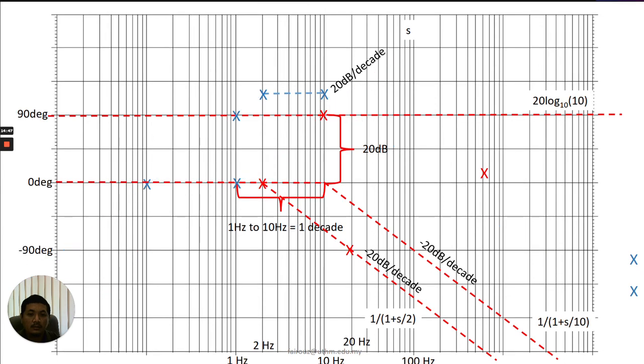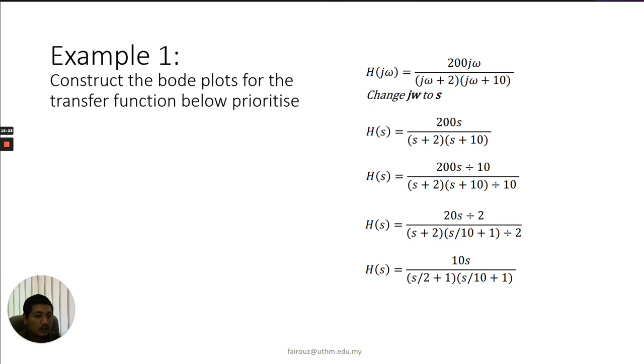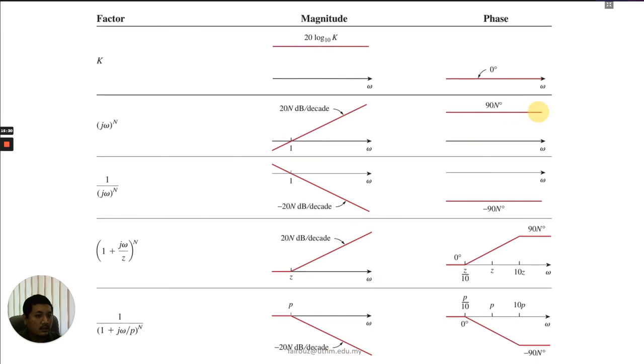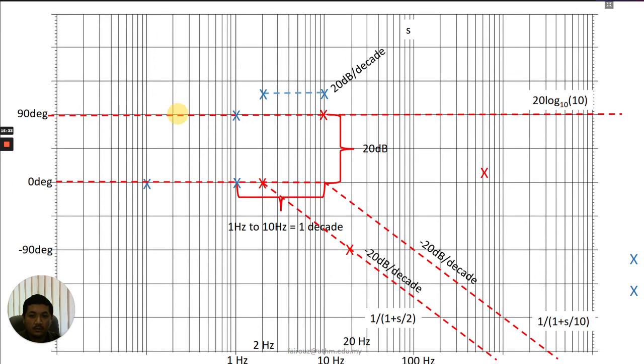Alright, so next is the phase plot. For the phase plot, we have to look at all 4 factors one by one. So the first factor is the gain. For gain, there is no plot, or the plot is basically at 0 degree. This is the first plot. And then the second plot is S, which is at 90 degree, which is this.